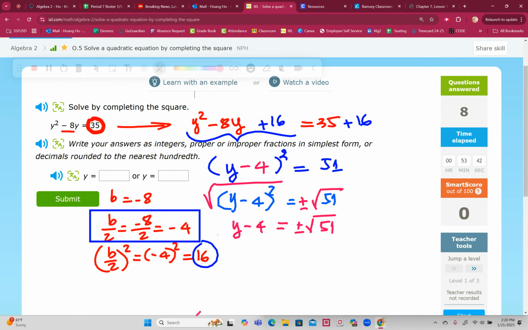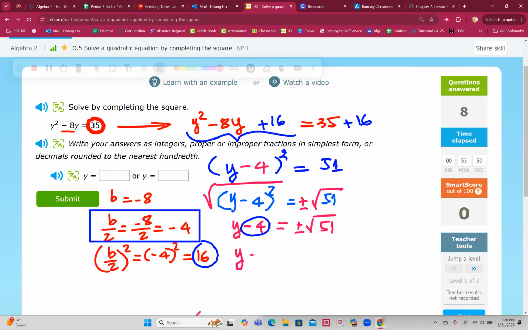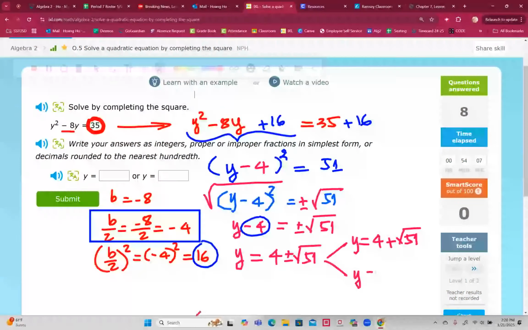So now you want to solve for y. You don't want the negative 4 here. I would move it to the right side. So now the left side is only y. The right side, negative 4 moves to the right side and becomes positive 4, and then plus minus square root of 51. Okay? So two solutions. The first one is 4 plus square root of 51. And then the second one is 4 minus square root of 51.